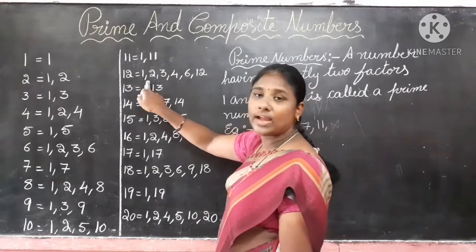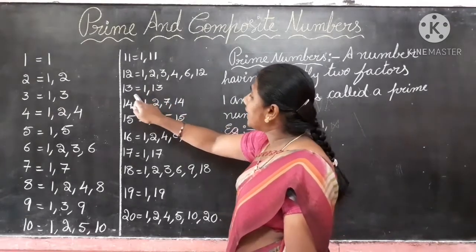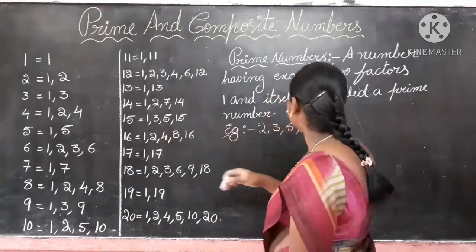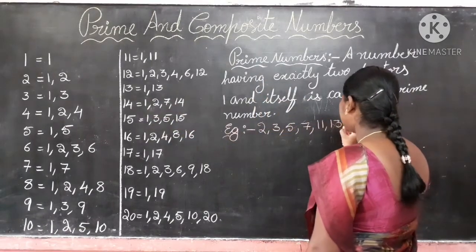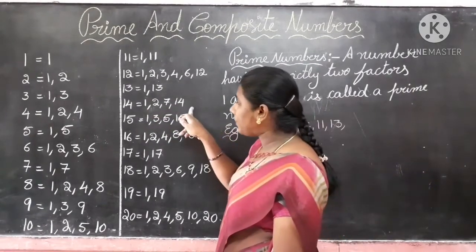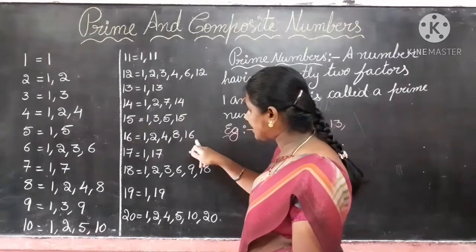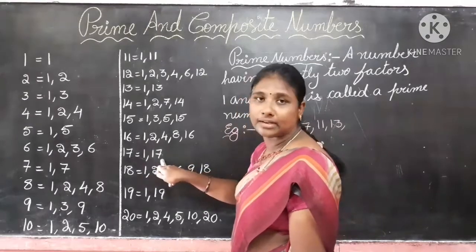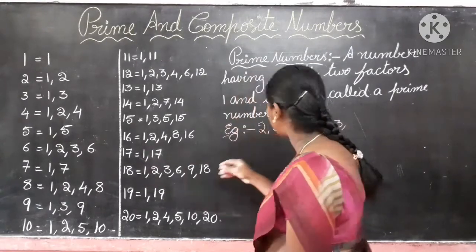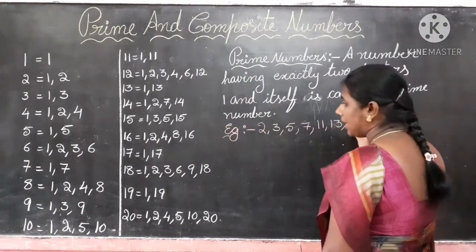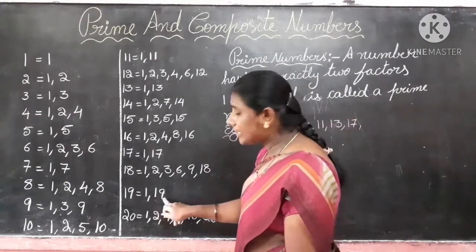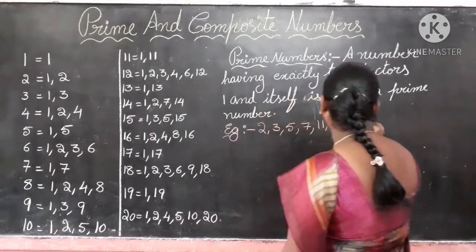12 has 6 factors, so it is not a prime number. 13 has 2 factors: one is 1, and the other is the number itself. So 13 is prime. 14, 15, and 16 are not prime numbers. Next, 17 has 2 factors, 1 and itself, so 17 is prime. 18 is not a prime number, as it has more factors. 19 also has 2 factors, so 19 is prime.